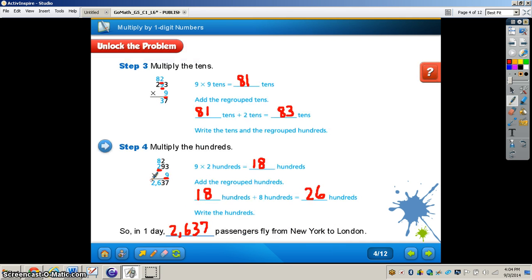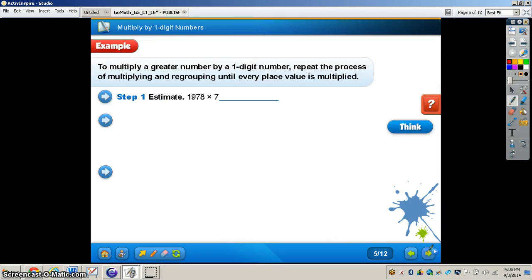Okay, before we move on, let's take a look at that question at the bottom. It says, how can you tell if your answer is reasonable? What we want to do, we want to compare that answer, 2,637. It's close to the estimate, so we know that the answer is reasonable. It's not going to be the surefire way to know that the answer is reasonable, but it will give you a pretty good idea.